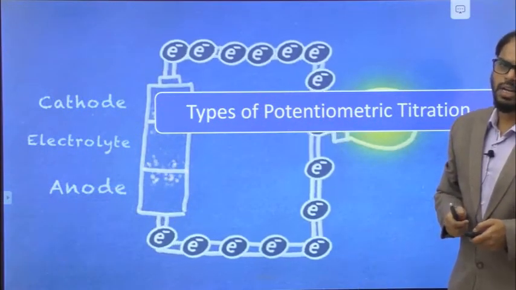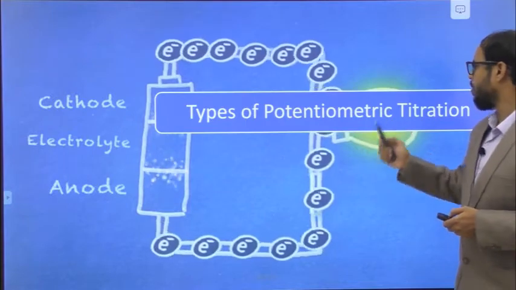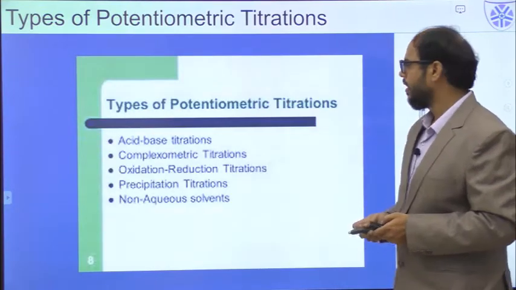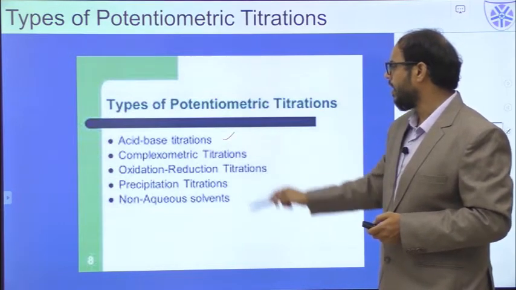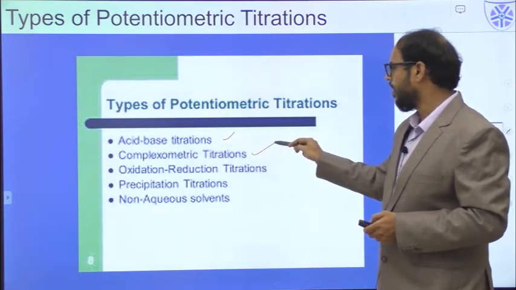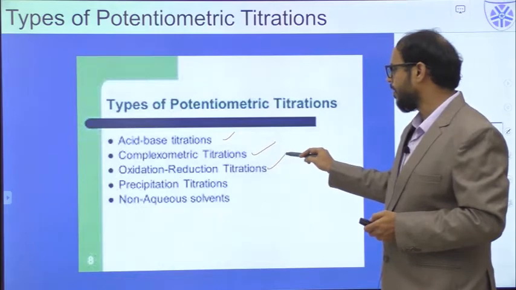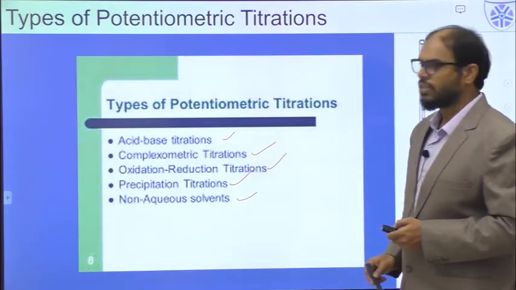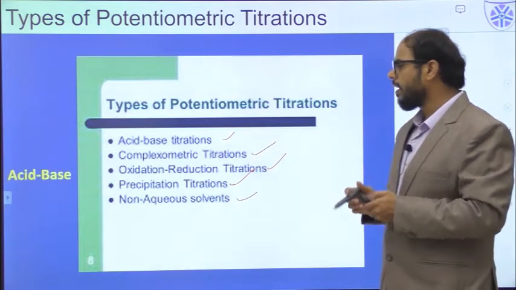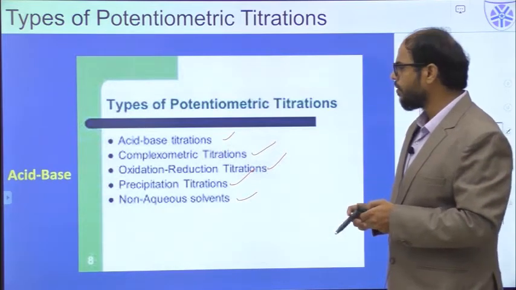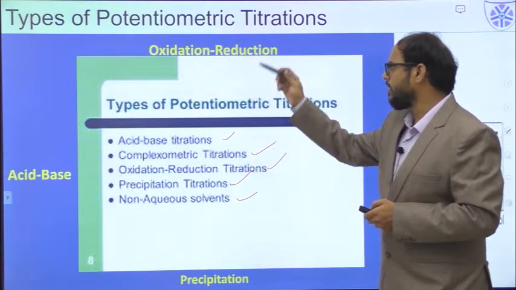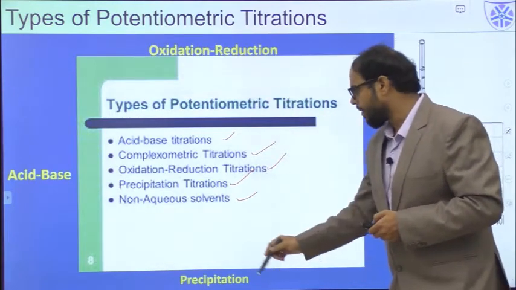Let us try to understand the types of potentiometric titrations. There are different kinds of potentiometric titration, starting from the acid-base titration, complexometric titration, oxidation reduction titration, precipitation titration, as well as non-aqueous solvent titration. But as far as our curriculum is concerned, we will just try to understand the acid-base titration, followed by oxidation reduction titration and precipitation titration.